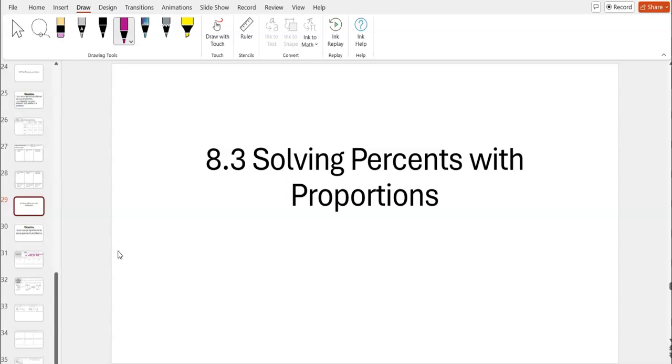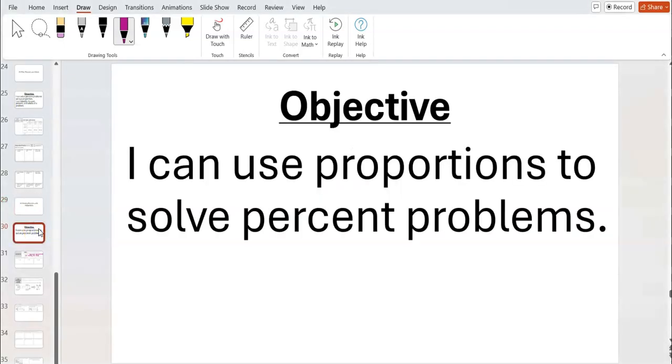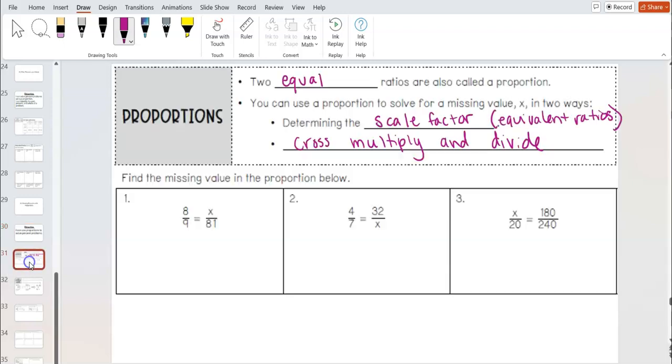We're going to be looking at 8.3 some more and really focusing on solving percents with proportions. So in this lesson, you are going to use proportions to solve percent problems specifically, and we're going to look at those two ways that we can do that, building on what we just talked about in the last lesson.